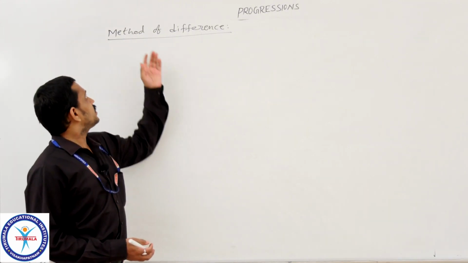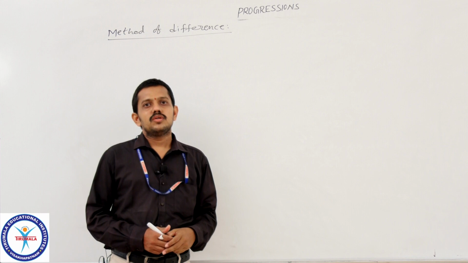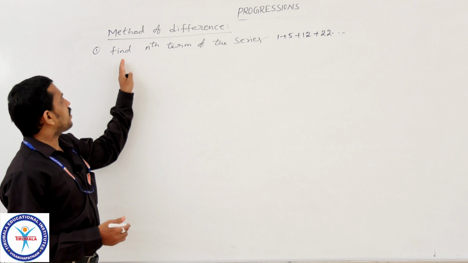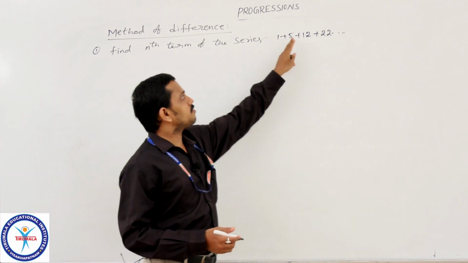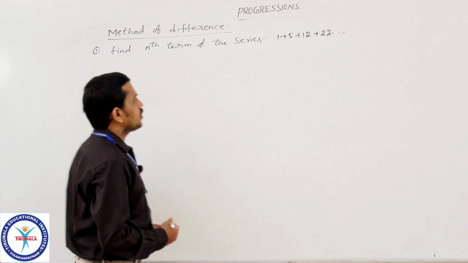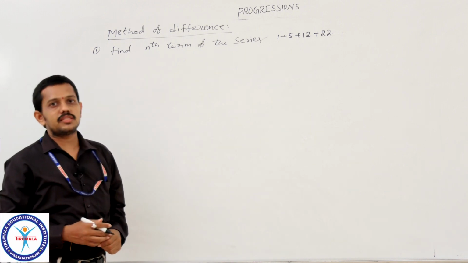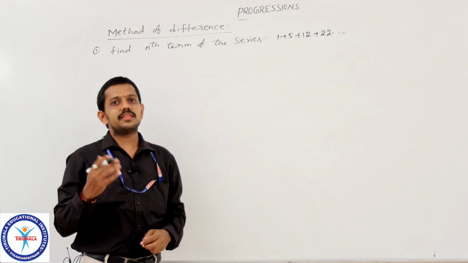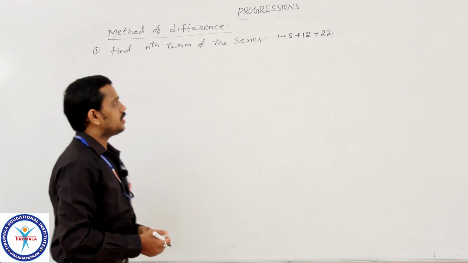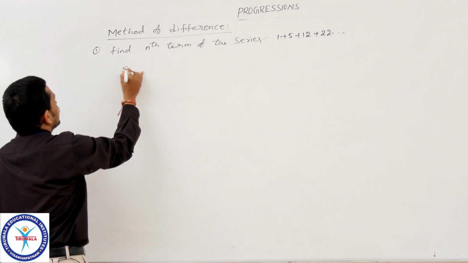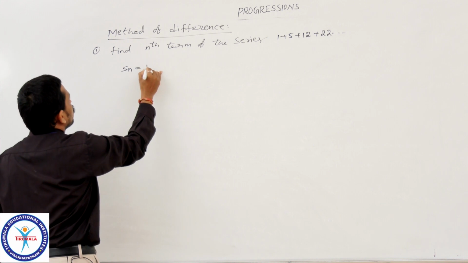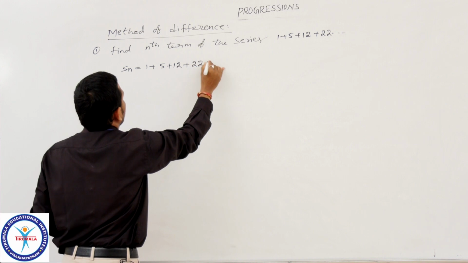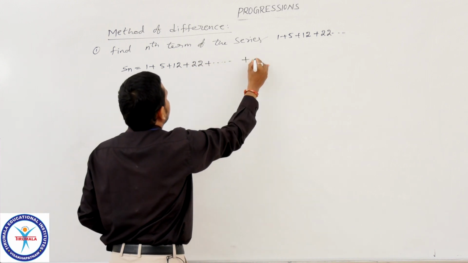Now we will see the method of difference. This is another type of finding the sum to n terms of a given series. Find the nth term of the series 1 plus 5 plus 12 plus 22 and so on. To find the nth term, we take the sum to n terms as Sn and the nth term as An. Then the series can be written as Sn equal to 1 plus 5 plus 12 plus 22 plus and so on, plus An.